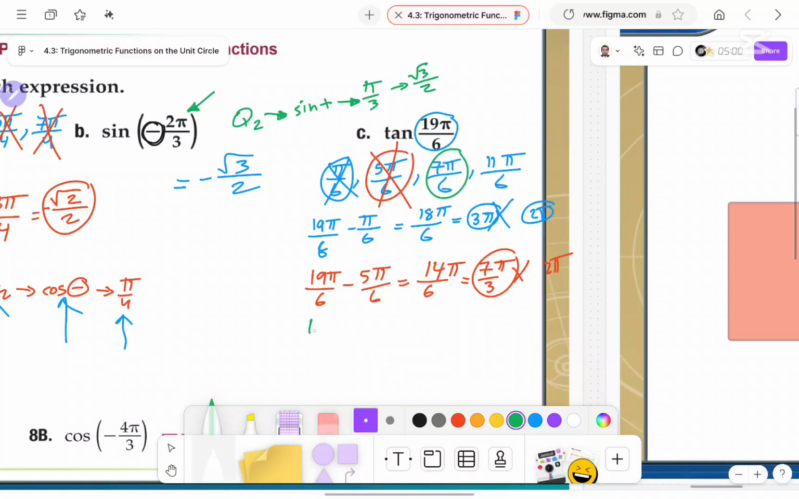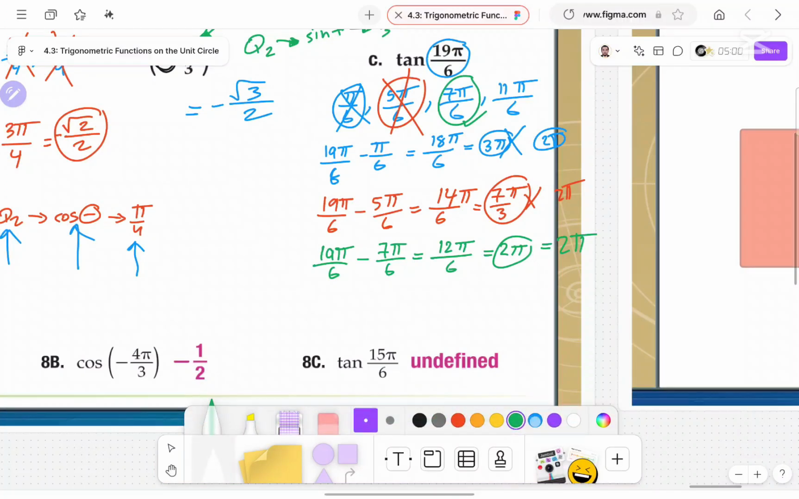7 pi over 6. So 19 pi over 6 minus 7 pi over 6. So now 19 minus 7 is equal to 12 pi over 6. 12 pi over 6 is equal to 2 pi. Did I get 2 pi? Yes, I get 2 pi. So the answer is 7 pi over 6. So now let's change the question and rewrite it. So tan of 7 pi over 6.